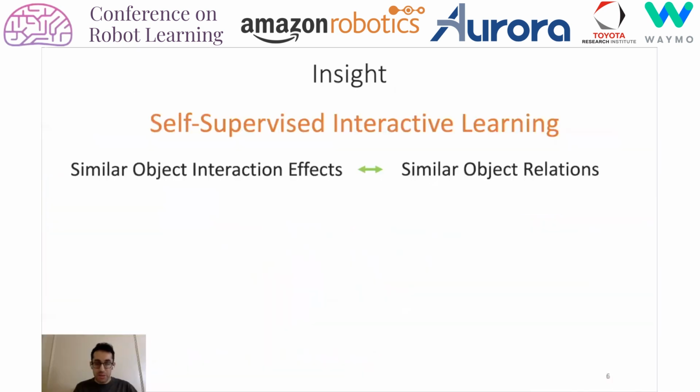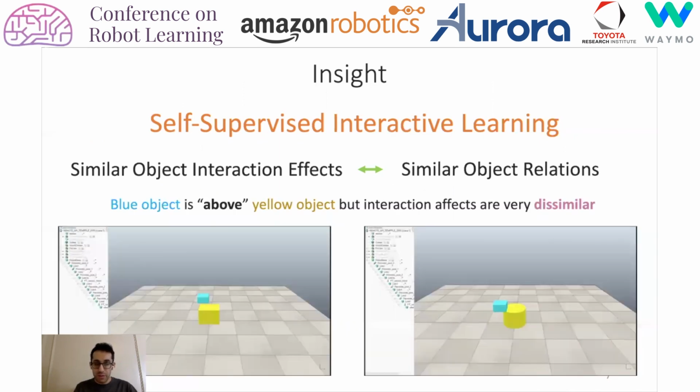Our main insight to learn these representations is based on interactive learning and the fact that objects which interact with each other in similar ways should have similar relations between them. For instance, in the following videos, although the blue object is always above the yellow object, their interaction leads to very different outcomes. In the left video, the object will sit stably on the yellow cube, while in the right video, the object experiences a large amount of torque. Hence, although object relations between these scenes seem similar, they are indeed quite different.